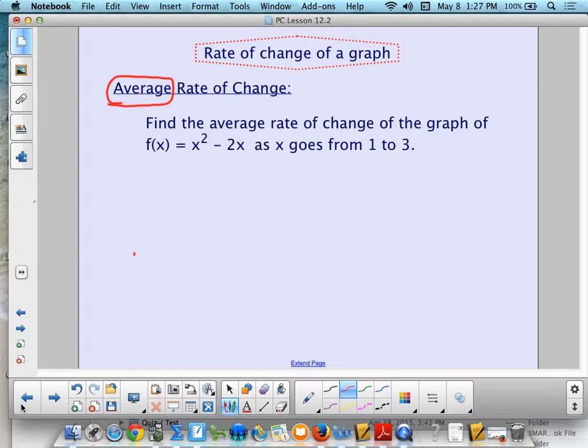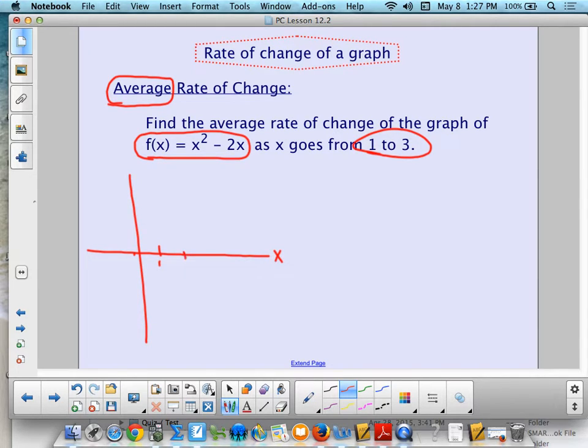Well, it says find the average rate of change of the graph of this function right here as x goes from what to what? 1 to 3. Well, first of all, they're on the x-axis. They want you to go from 1 to 3. Okay. Well, isn't it nice to see the graph? Because if you see the graph, you kind of get the idea if it's a positive slope or a negative.